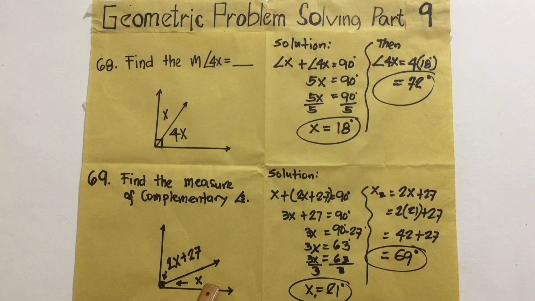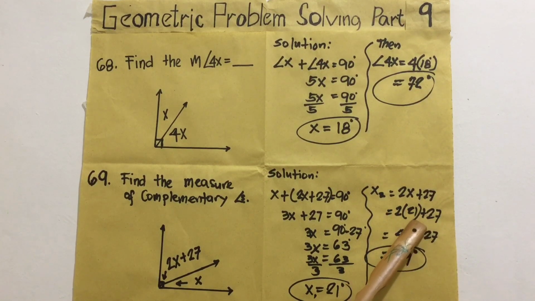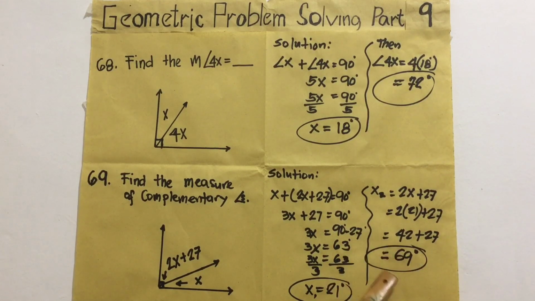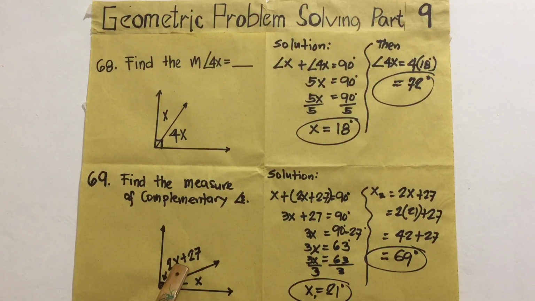Upon knowing the value of x, we're going to solve now the second angle. We have 2x plus 27, and the value of x is 21. Substitute, it becomes 2 times 21 equals 42, plus 27 equals 69 degrees. So the value of x is 21 degrees, and the value of this angle is 69 degrees.